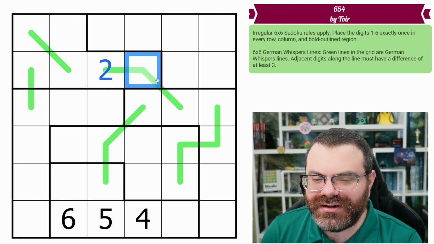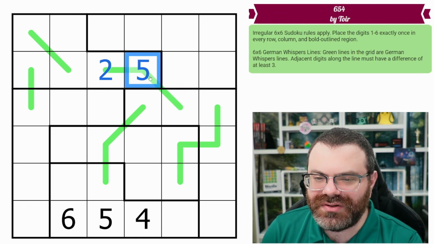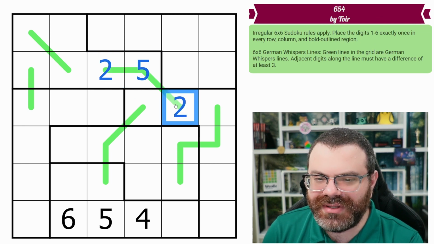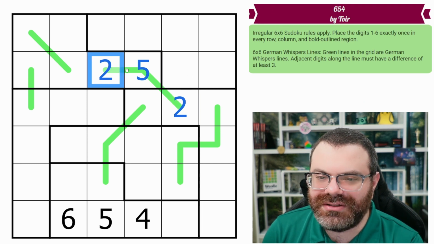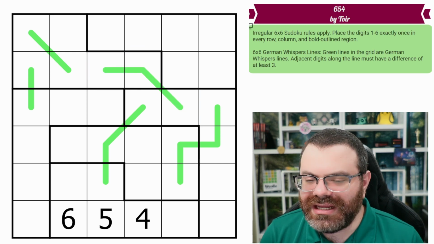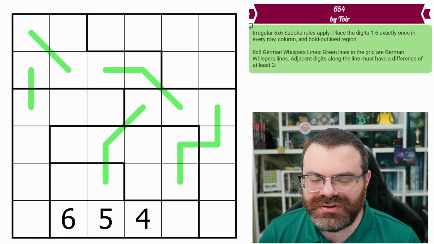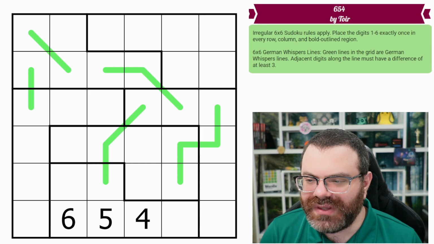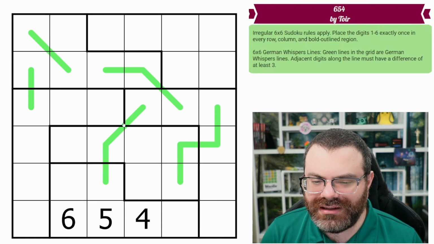And then from here, say we put a 5 here, this also needs a difference of at least 3. But I could go back down to 2 because Sudoku allows me to repeat these 2. If the line were straight, I couldn't go down to 2 because Sudoku would prevent it. But the line doesn't care. All right, and that's it. Those are the rules. There's a link in the description if you'd like to try the puzzle yourself. And I'm going to get started right now.